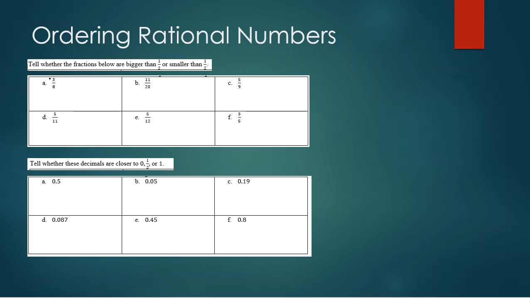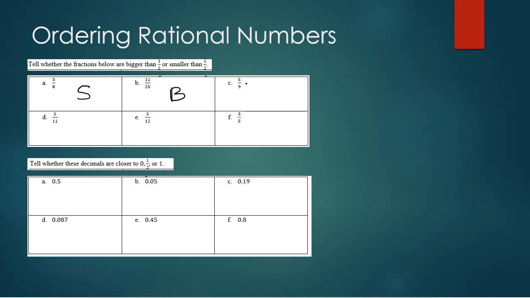Okay, so hopefully all of you have something written on your paper. For A, 3/8. If we're going to say whether that's bigger than 1/2 or smaller than 1/2, well, half of 8 would be 4, and 3/8, 3 is smaller than 4. So this one would have been smaller than 1/2, and I'm just going to put an S, okay? For B, 11/20. Well, we know that half of 20 is 10, so if it's 11/20, that's going to be bigger than 1/2. That one would be bigger than 1/2.